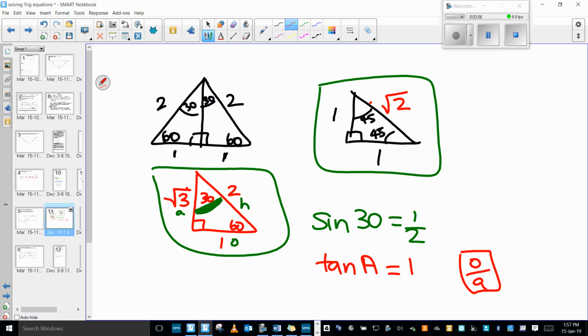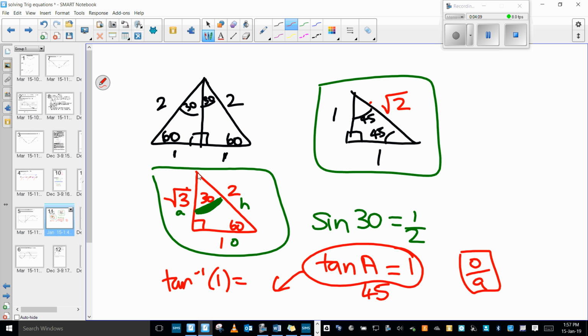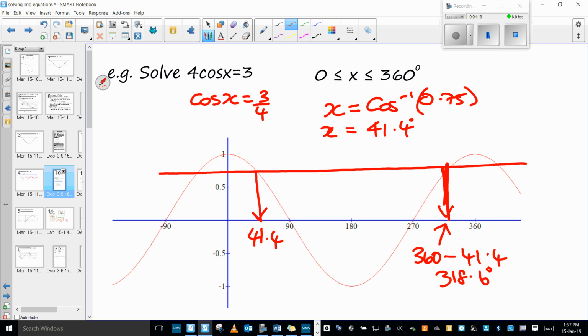45. So normally, if we were given this, you would do tan to the minus 1 of 1 in your calculator, but you've been able to solve that without it because you've been able to look at these values. Does that make sense? And that's what you could well be expected to do with these things.